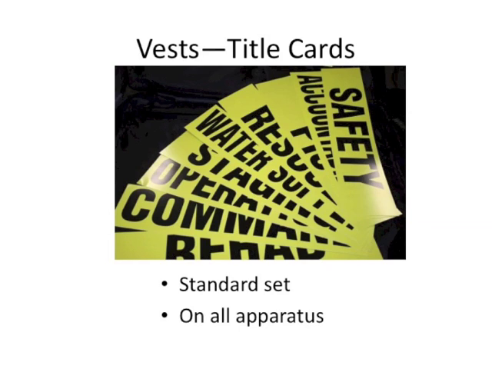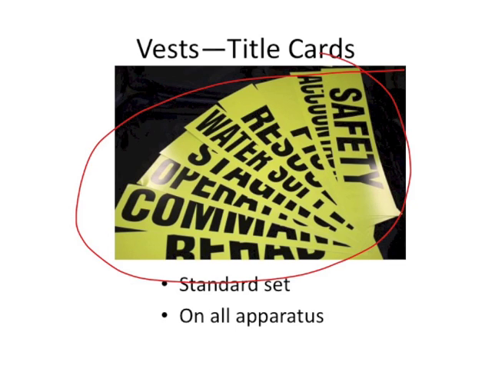Now, once again, with those vests, we have title cards. Each piece of apparatus and each of the officer bags that you receive will have what we call a standard set of title cards. They include all the title cards you see here. They range from command to safety, accountability, PIO, rescue, water supply, operations, a number of different title cards, all the ones that you'll basically be using on a regular basis.